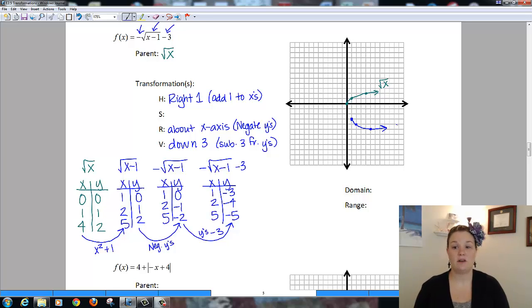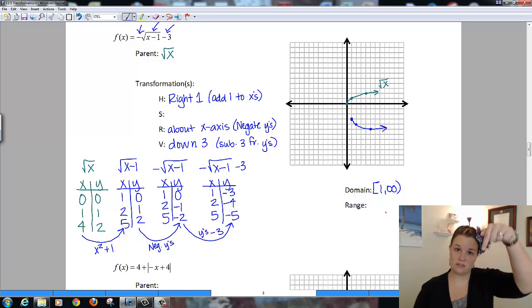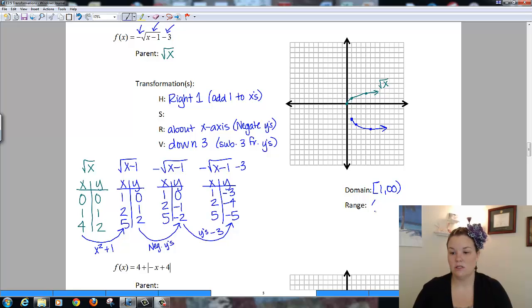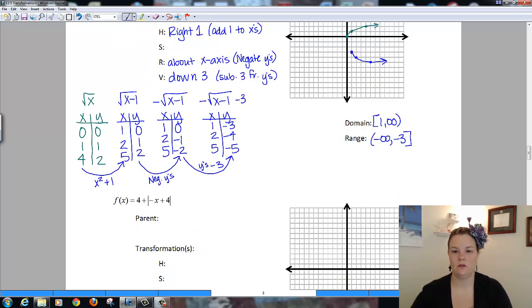Okay? Then I identify my domain and range. My domain starts at the x value of 1 and shoots out to the right, so it goes from 1 to infinity. My range, I do my lowest y value, which here it's going to keep going down and down and down, so negative infinity up to my highest y value, which is my dot, which is located at negative 3. Okay. Let me look at one more.